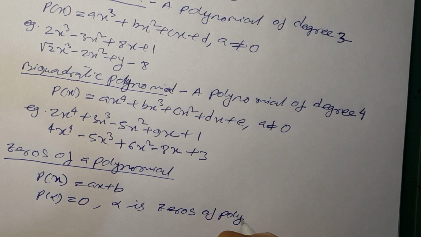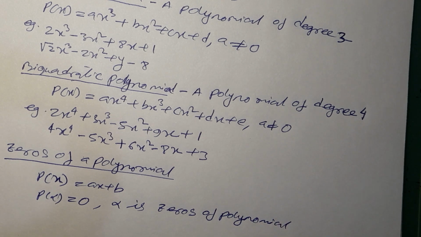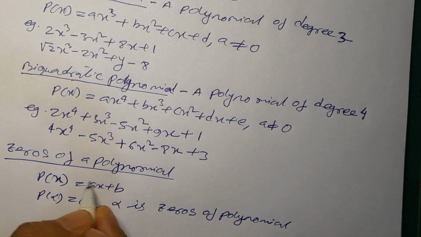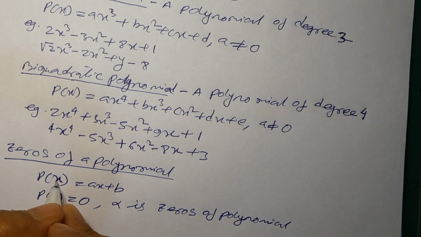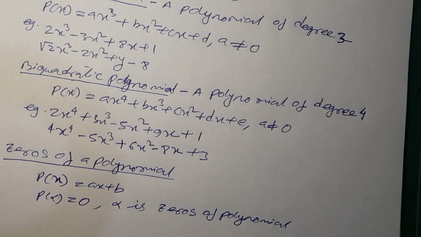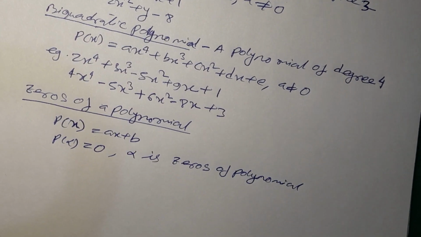What does it mean? If you take any value of x in this equation and put it in, and the result comes to 0, then it is a zero of the polynomial. Okay, let's write one example.